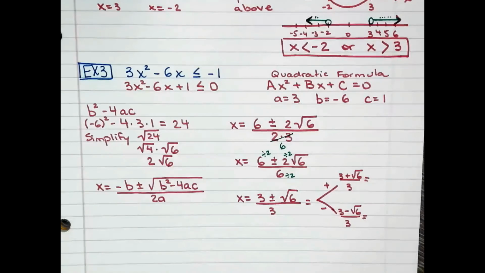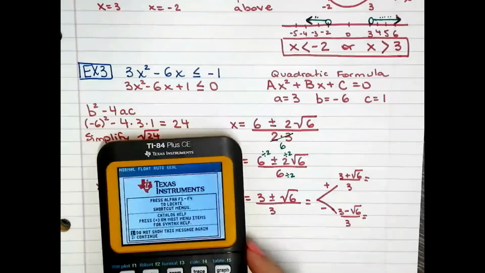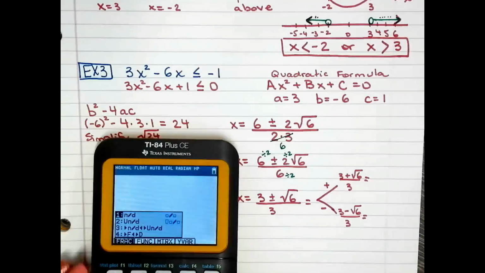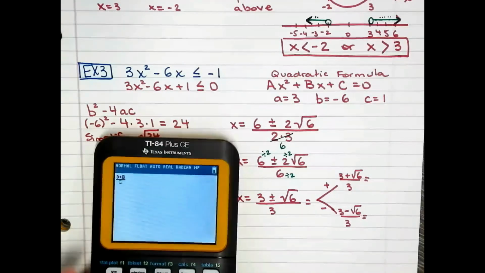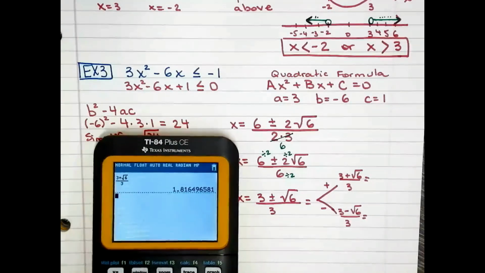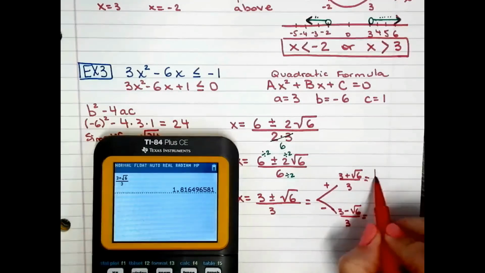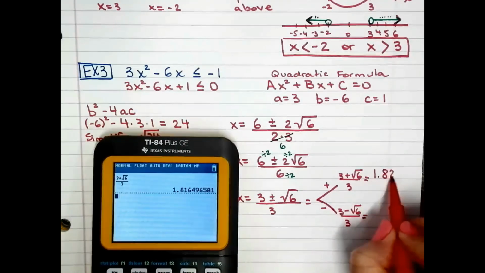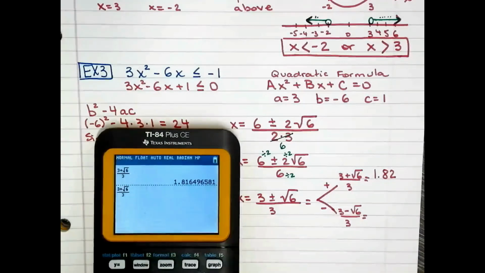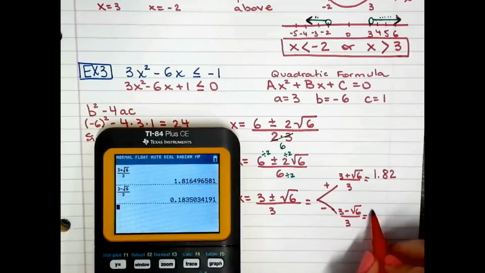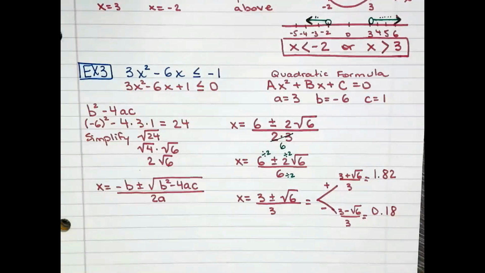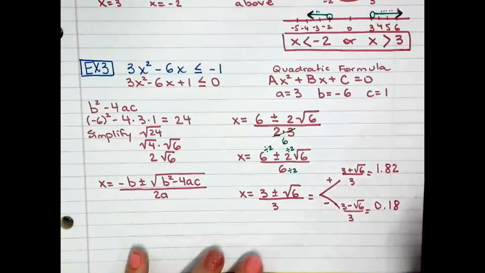Let's put that in your handy-dandy calculator. So we're just going to get an approximate number. So 3 plus square root of 6 over 3. So that number is about 1.82. Let's just use 2 decimal places. And then the other one is minus square root of 6. So 3 minus square root of 6 over 3 is 0.18. Okay? So at this point, I have those two.